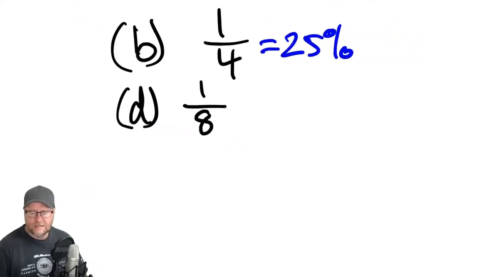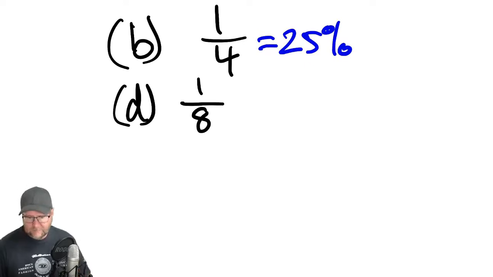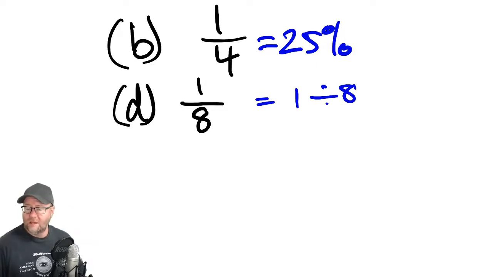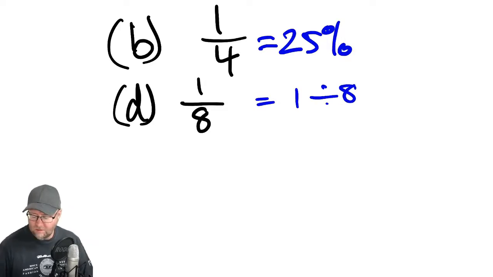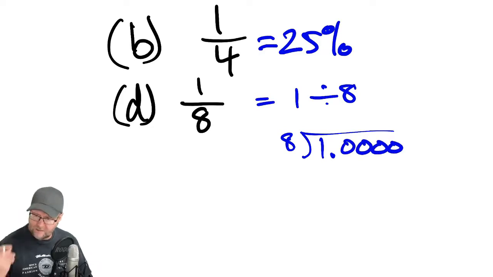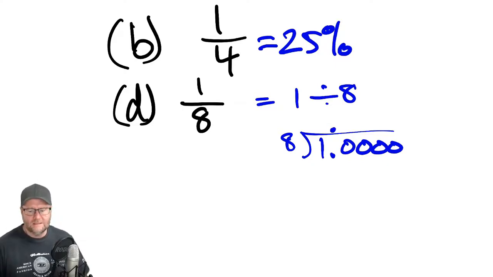All right, D is going to get a little bit funky. Are you ready? It's 1/8. It's a bit of a weird one. So that means 1 divided by 8. That's what a fraction is. So I'm actually going to do a division algorithm. In other words, how many times does 8 fit into 1? I'm going to put some trailing zeros after the decimal. And remember, our process for doing this is I put the decimal in the same place in my answer.